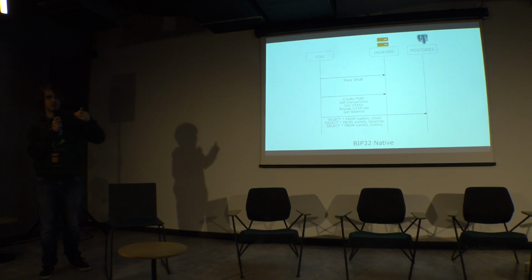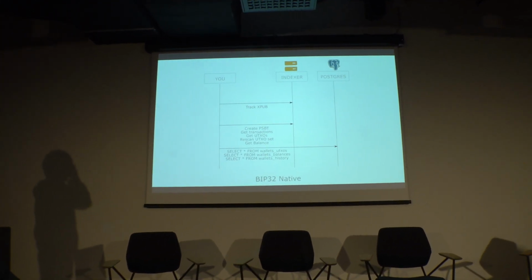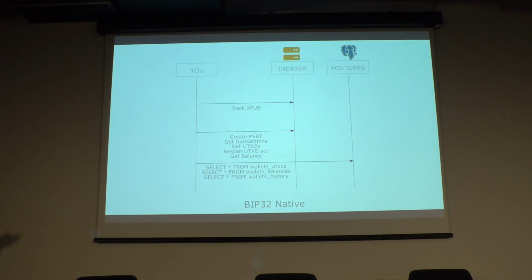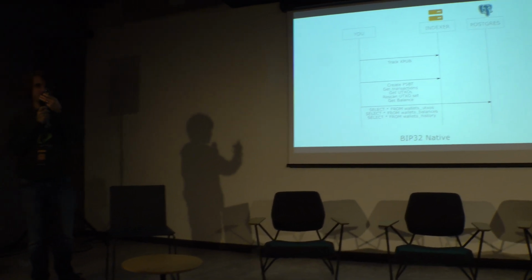The way it works, as far as the API is concerned, is you do a track XPub. Actually, it's not an XPub. It's kind of a descriptor. It's an output descriptor, but in our own format, because when I made NBXplorer, output descriptors did not exist. So we have my own kind of descriptor that exists for very simple cases like multisig, taproot, and very standard scripts. Then NBXplorer will start listening to your wallet, and you can create PSBTs, get the transaction history, get the UTXOs, and rescan the UTXO set.